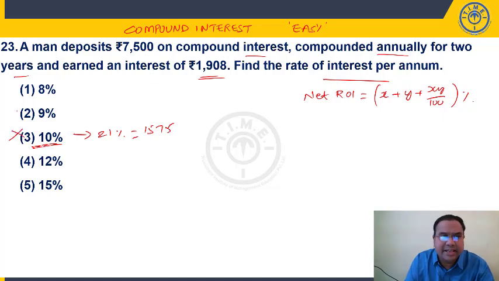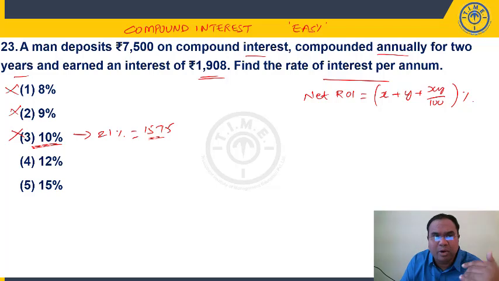When it is not 10%, it cannot be 9, it cannot be 8, because for 2 years we are getting an interest of 1908 rupees. But at 10% you are arriving somewhere around 1575. So 1900 means my rate of interest should be definitely more than 10. It cannot be less than 10. So straight away 3 options are eliminated. Now how many options are left out? 2 options.